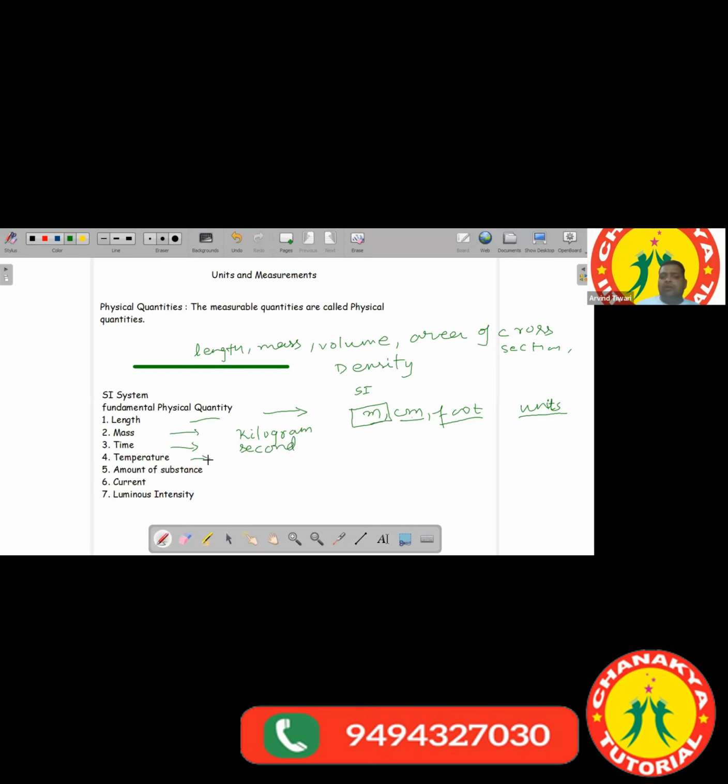What is the SI unit of temperature? Kelvin. Yes, the SI unit of temperature is Kelvin. What is the SI unit of amount of substance? Mole. Very good. And the SI unit of current is ampere. The SI unit of luminous intensity is candela.